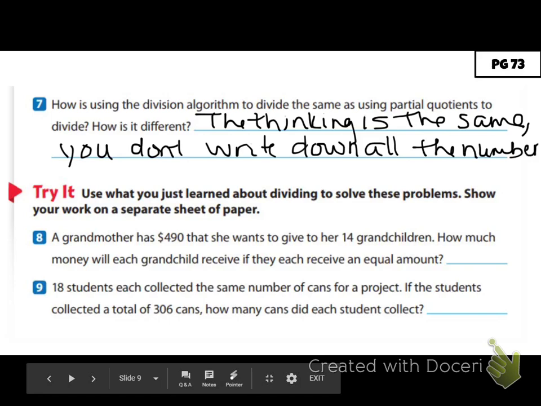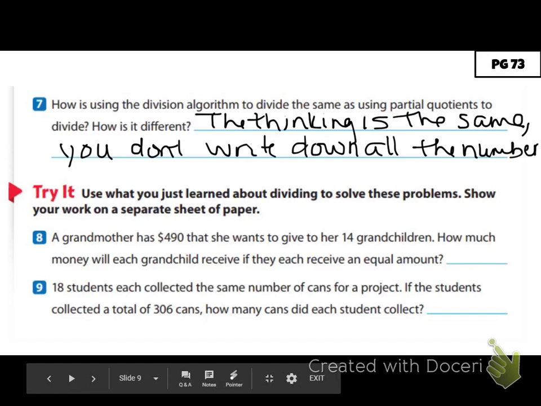Okay, so now I want you to try it. Use what you learned about dividing to solve these problems. Show your work on the paper. So, number 8, a grandmother has $490 that she wants to give to her 14 grandchildren. How much money will each grandchild receive if they each receive an equal amount?